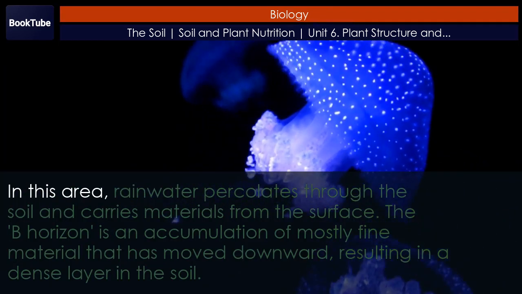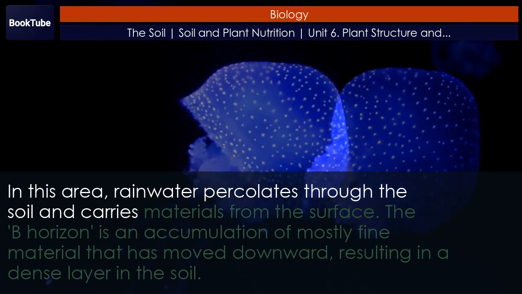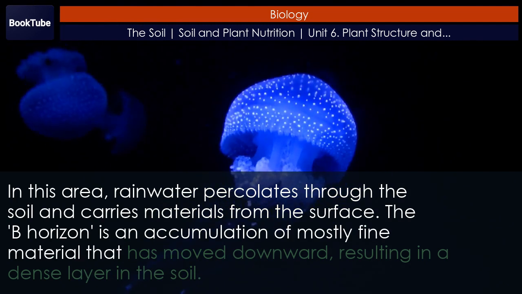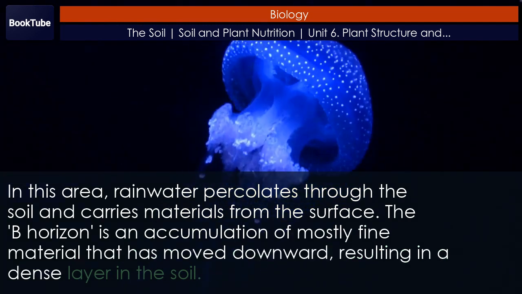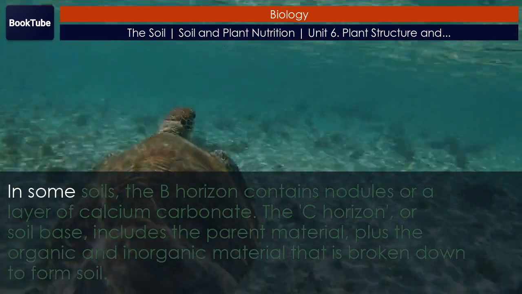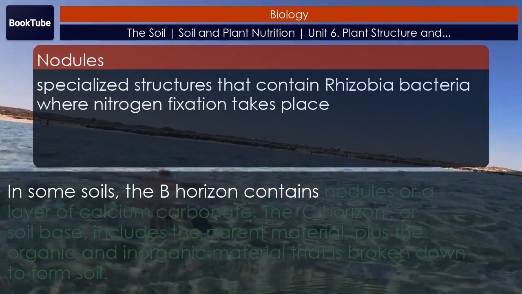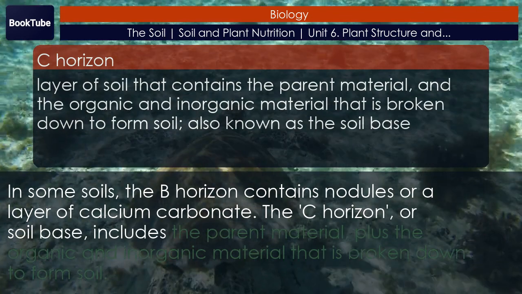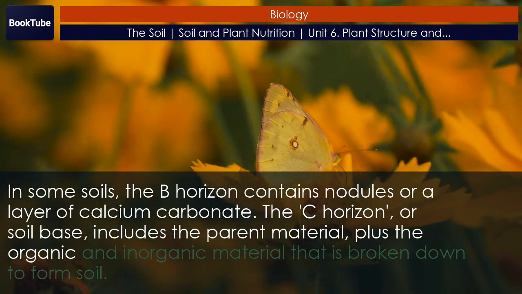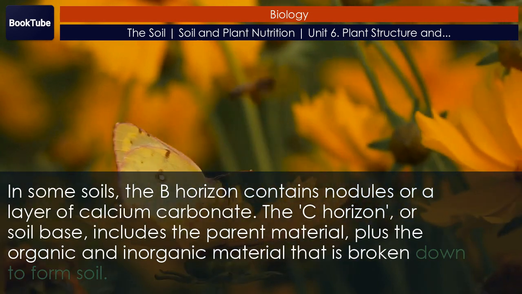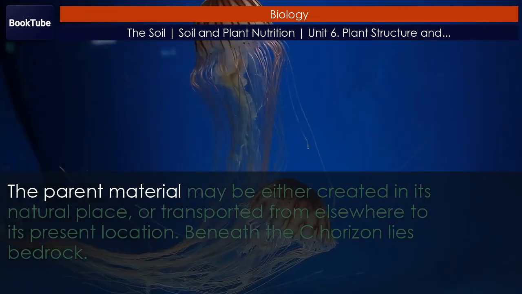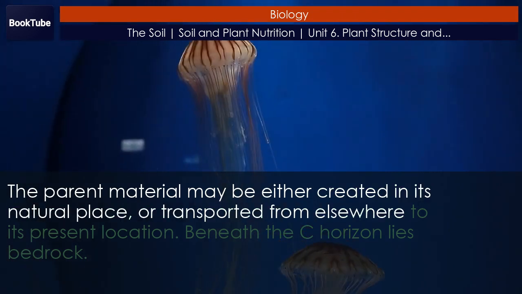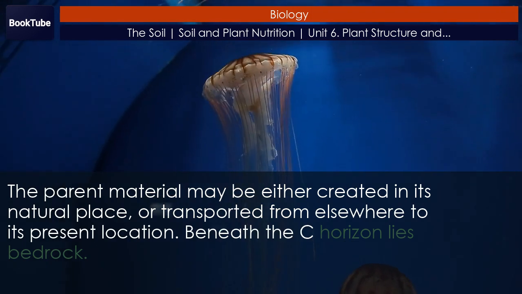In this area, rainwater percolates through the soil and carries materials from the surface. The B horizon is an accumulation of mostly fine material that has moved downward, resulting in a dense layer in the soil. In some soils, the B horizon contains nodules or a layer of calcium carbonate. The C horizon, or soil base, includes the parent material, plus the organic and inorganic material that is broken down to form soil. The parent material may be either created in its natural place, or transported from elsewhere to its present location. Beneath the C horizon lies bedrock.